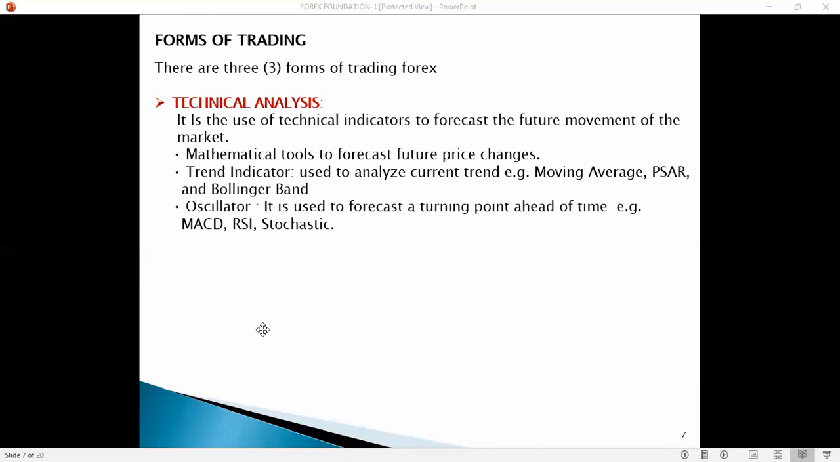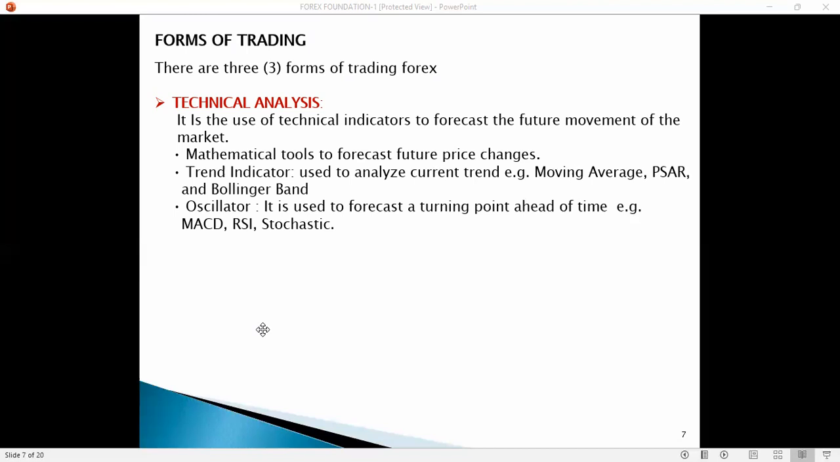We have trend indicators. It is used to analyze the current trend. You see, trend indicators. We have moving average. We have PSAR, which is known as parabolic SAR. And we also have Bollinger Bands. Okay. For those who are new, don't get confused. All right. This is the best way we can explain it, and this is the best way every other person can explain this to you. So trend indicators are used to analyze the current trend.